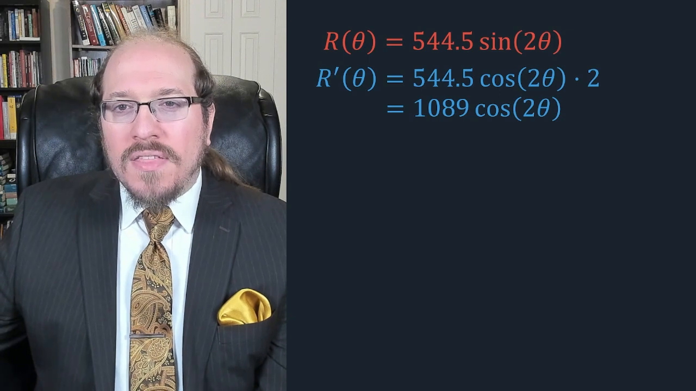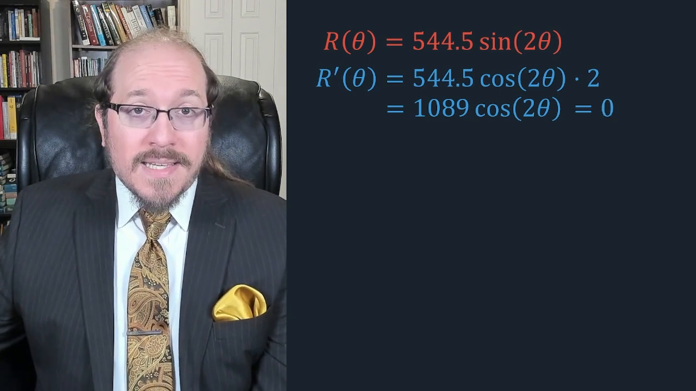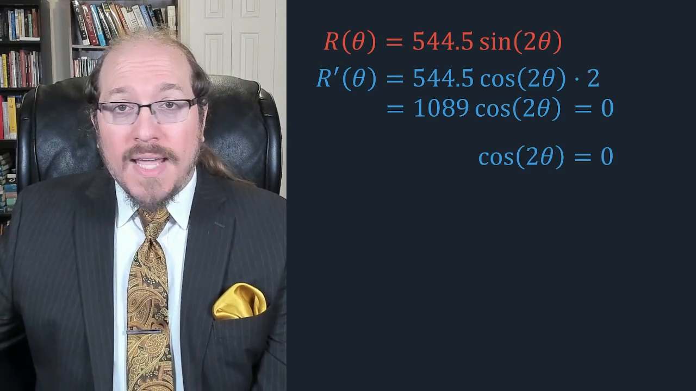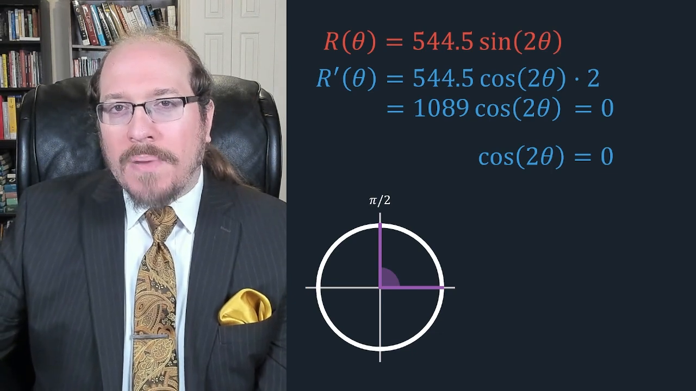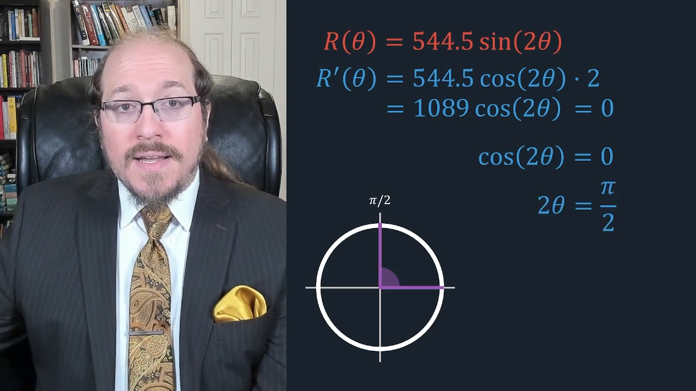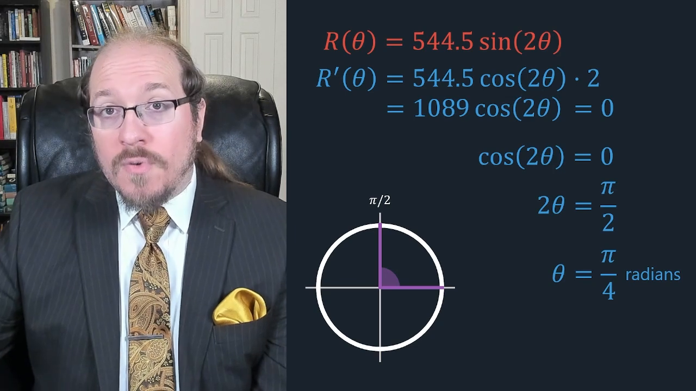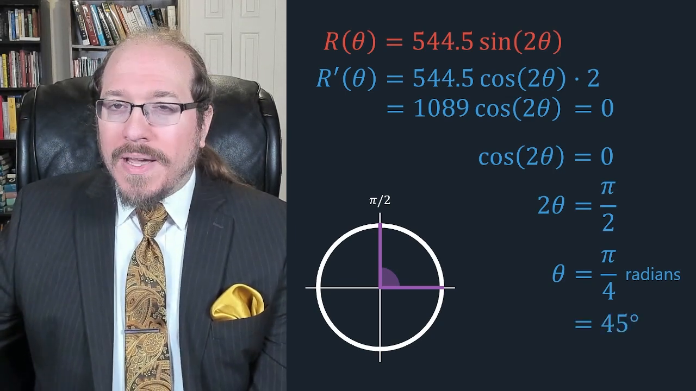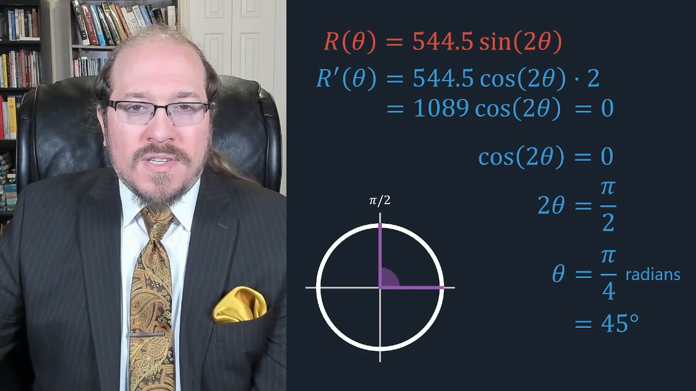Now, what angle theta will make r prime come out to 0? Well, that's going to happen if the cosine of 2 theta equals 0. If you think back to your unit circle, remember that the cosine of pi over 2 is 0. So we must have 2 theta equals pi over 2, or theta equals pi over 4 radians, or 45 degrees. Remember, we always use radians when we're doing calculus, but we can always convert our answers to degrees afterward if we need to.